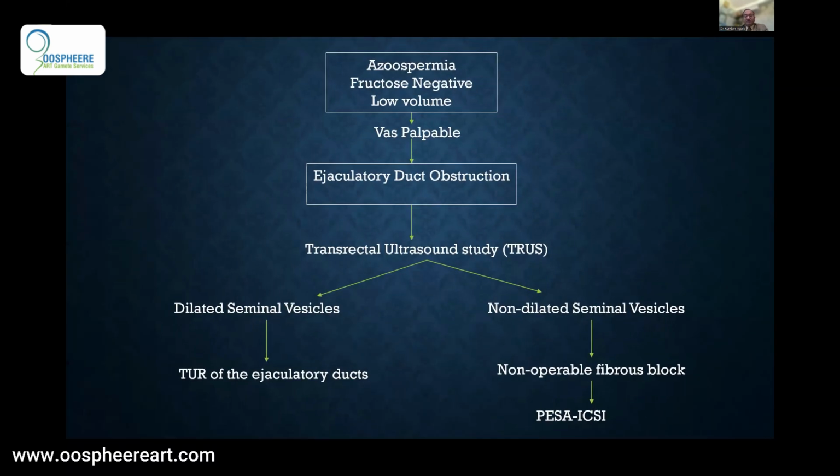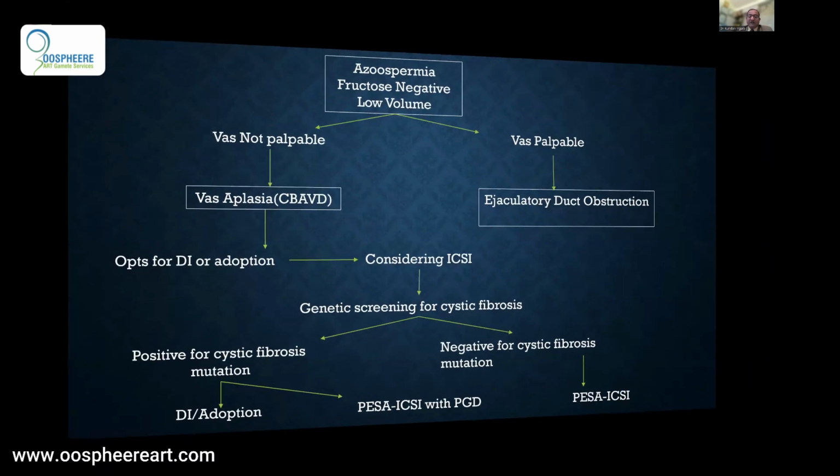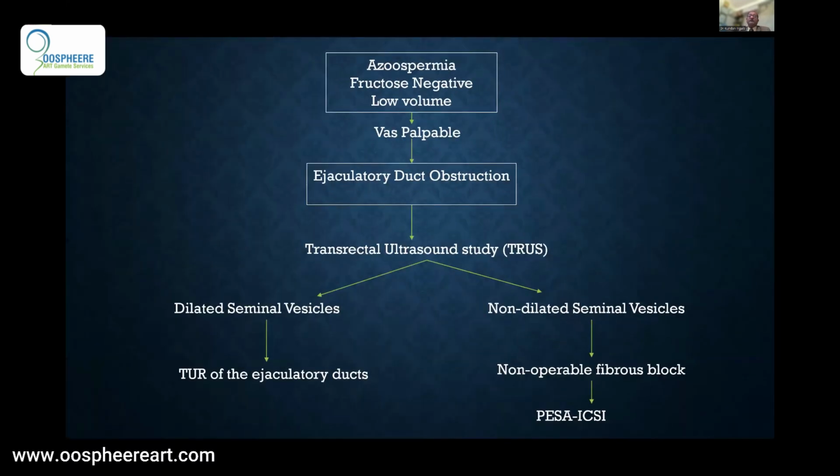Now, if you have azoospermia with fructose negative, low volume and the vas is palpable, there might be a possibility of ejaculatory duct obstruction, which we have seen. So what will you do in this scenario? You ask for a transrectal ultrasound study, that is called TRUS. When you see dilated seminal vesicles, it has to be obstruction at the ejaculatory ducts. If the seminal vesicles are non-dilated, it is a non-operable fibrous block, and PESA and ICSI will help you rather than doing any reconstructive surgery.